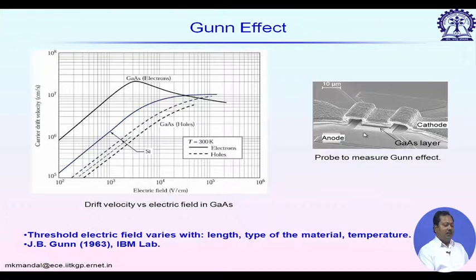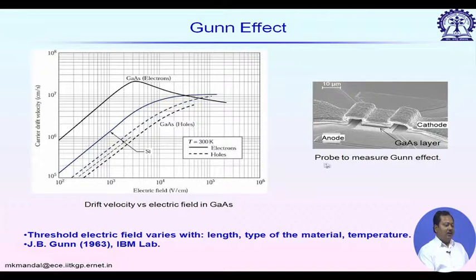It is using a chunk of gallium arsenide in between two metals. These metals are simply used for connections. One is used as cathode and the other one is used as anode. Then the threshold field, where the velocity changes its slope, depends on the length of the material, the type of the material, and also temperature.